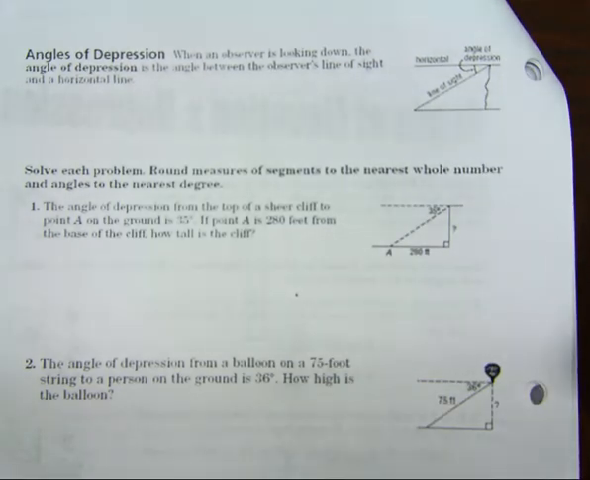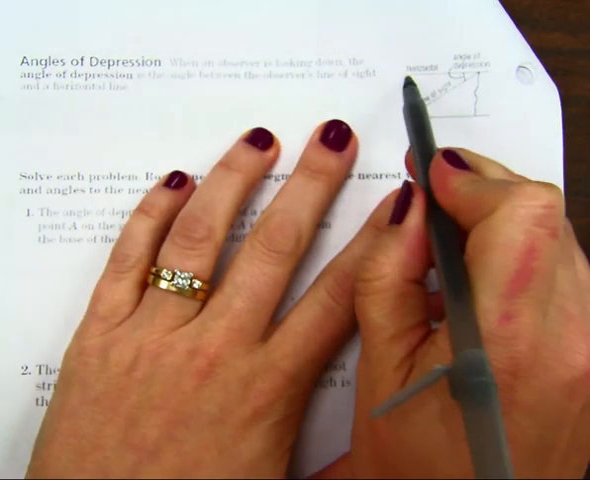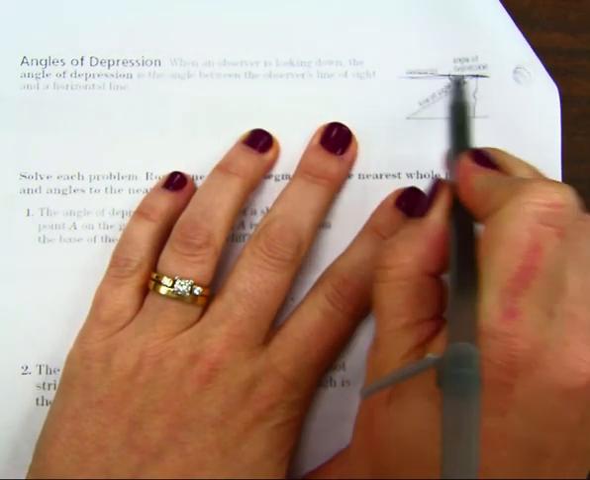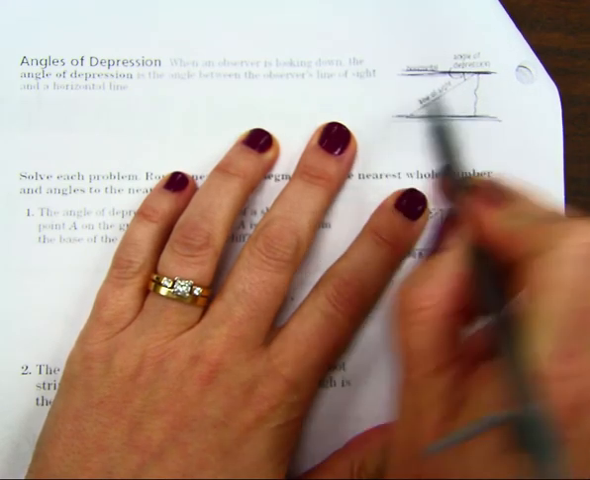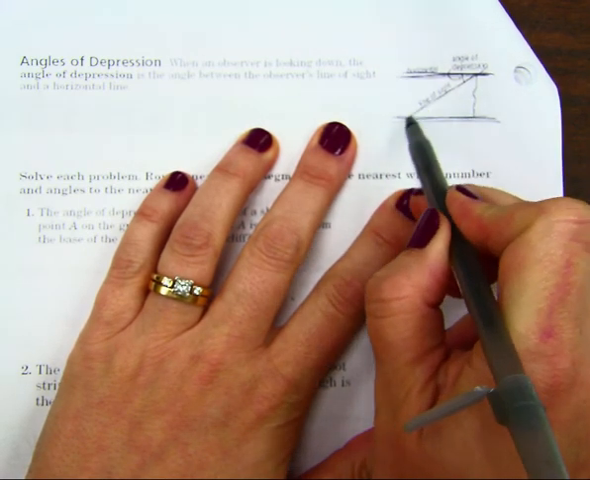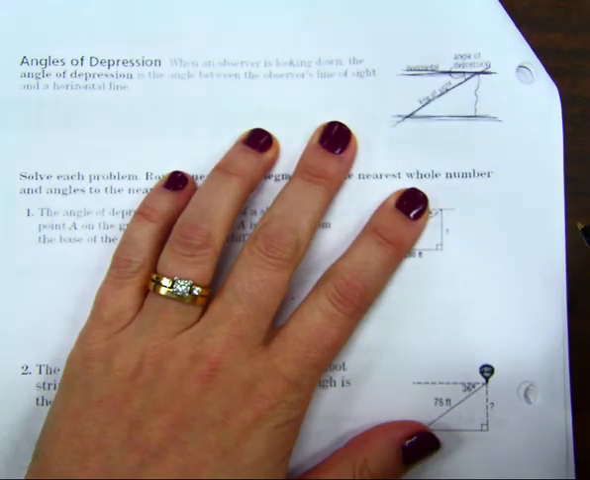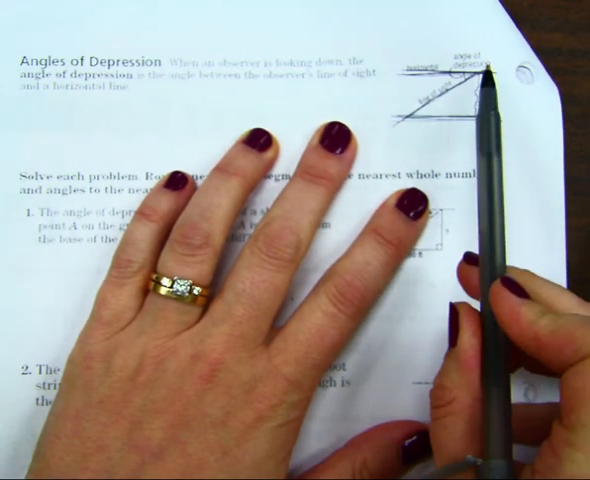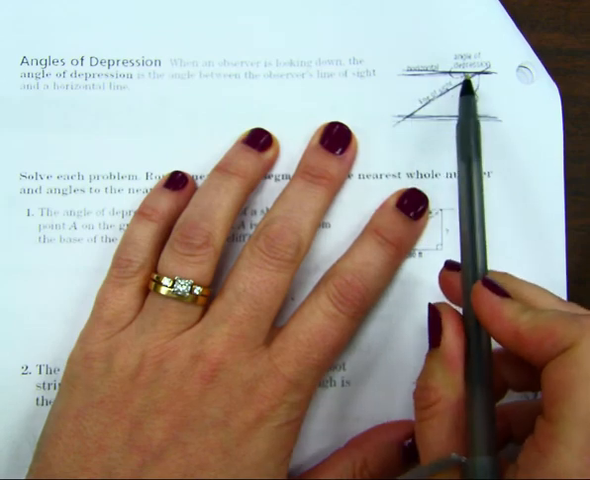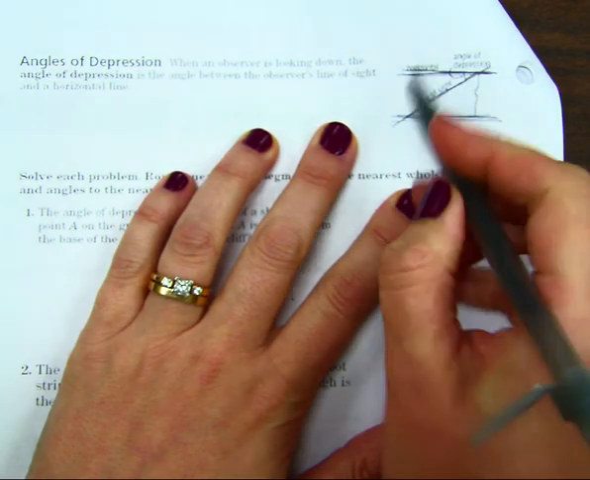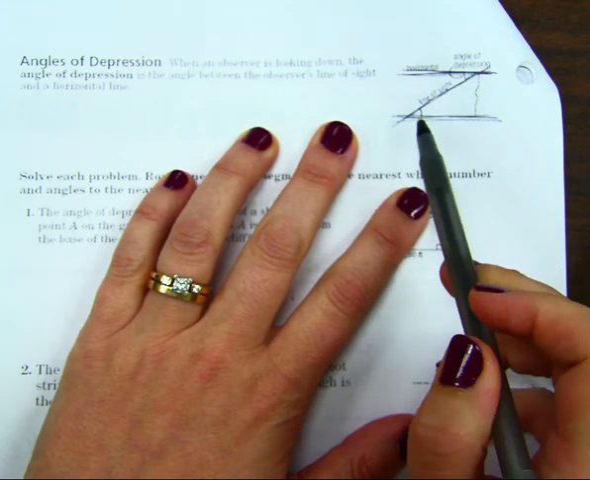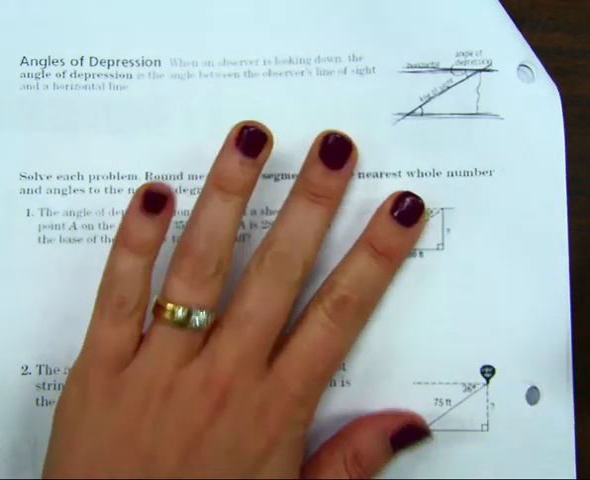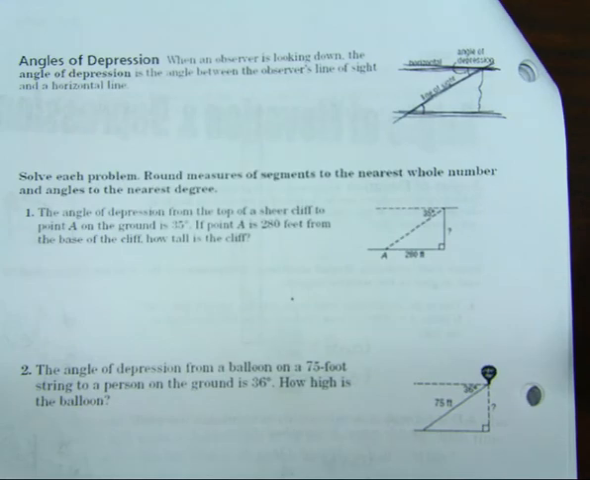Now, the other thing that I just want to point out is that your line of sight is always going to be parallel with the ground, and when you turn your head to look up or you turn your head to look down, you can kind of think of that as your transversal. So your angle of depression is also going to be the same as the angle of elevation because those are alternate interior angles.